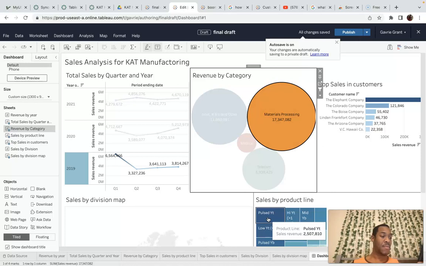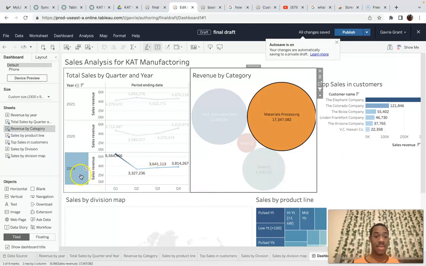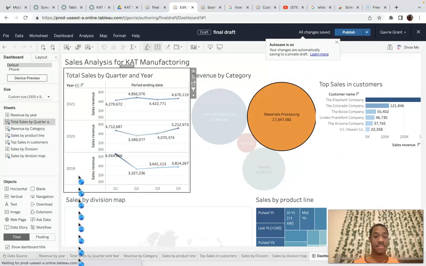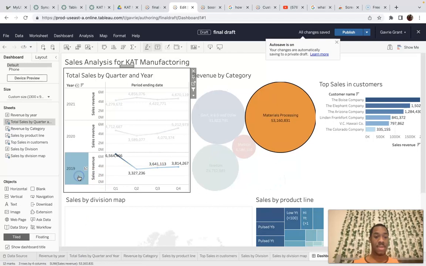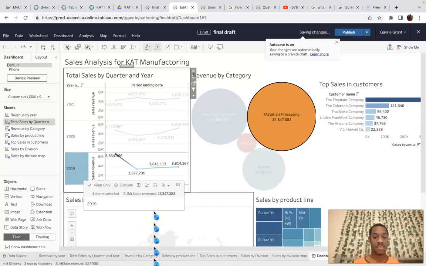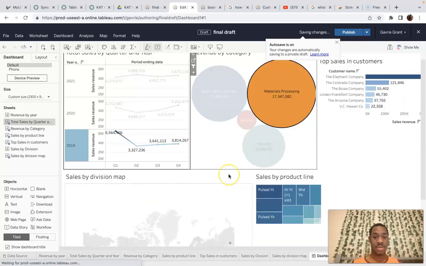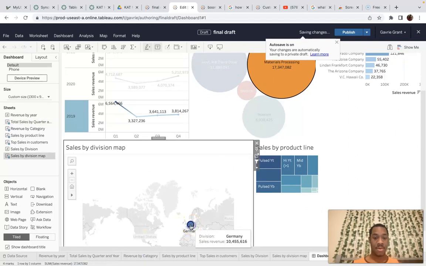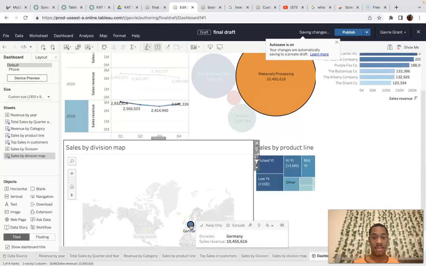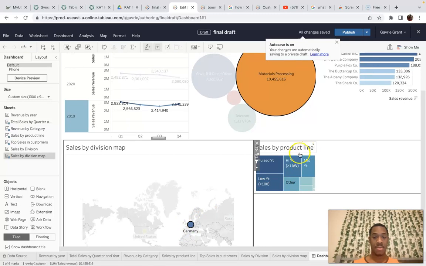Nice. Moving on, what is the top product line for Germany division in 2019? So 2019 again. Now we look for Germany, and we can see the top product line was also Pulse YT in Germany.